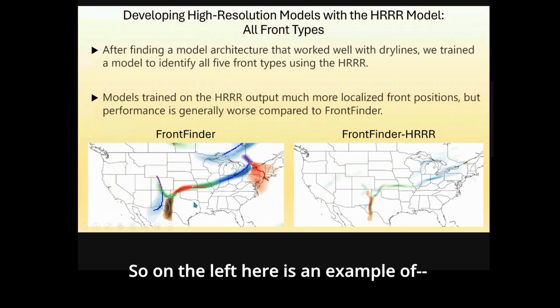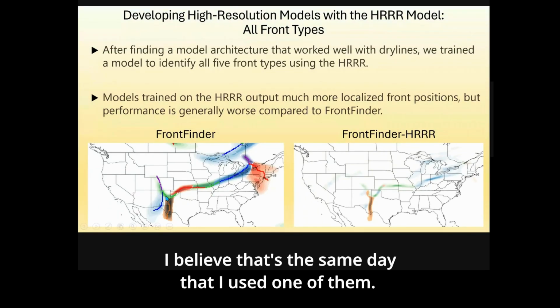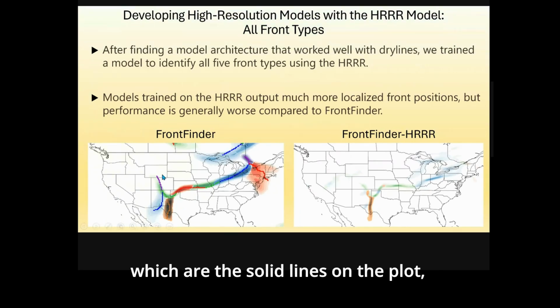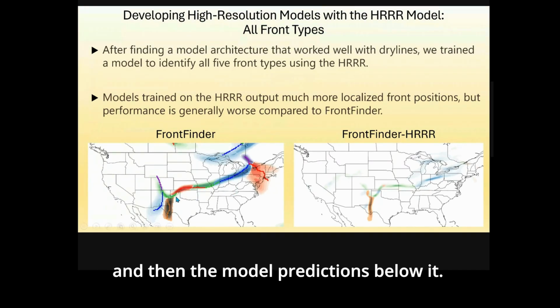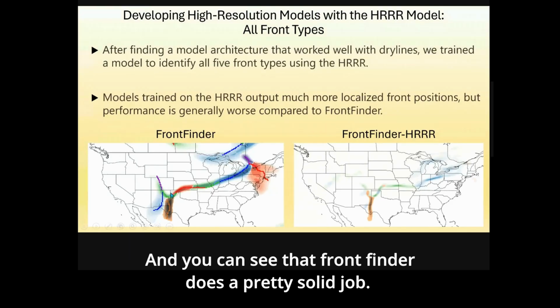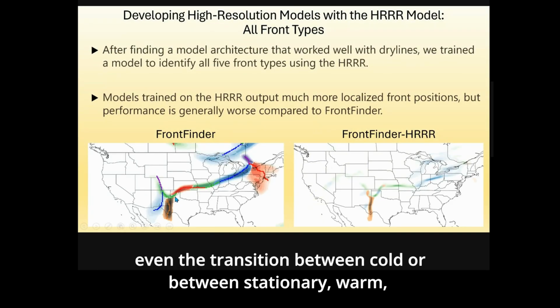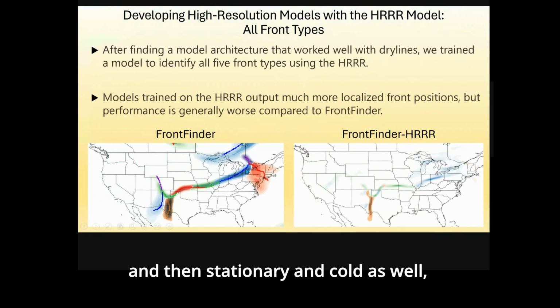So on the left here is an example of, I believe that's the same day that I used, or one of them. You have the ground truth fronts, which are the solid lines on the plot, and then the model predictions below it. And you can see that Front Finder does a pretty solid job. The front positions match up pretty well, even the transition between stationary, warm, and then stationary and cold as well, resolving the occlusions quite well.